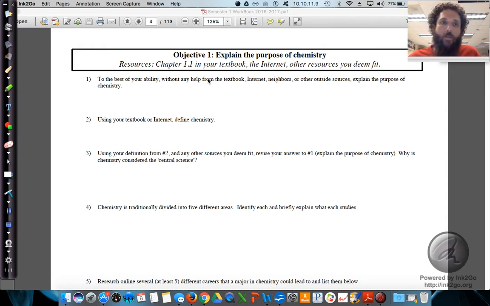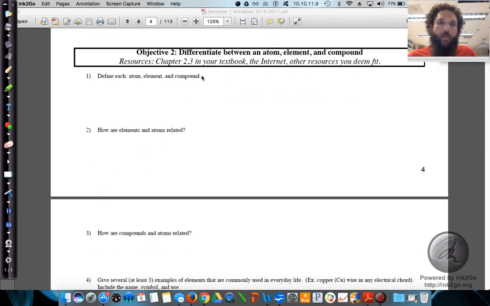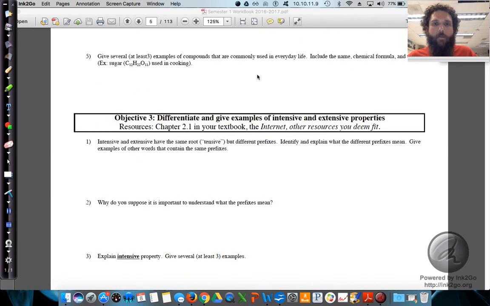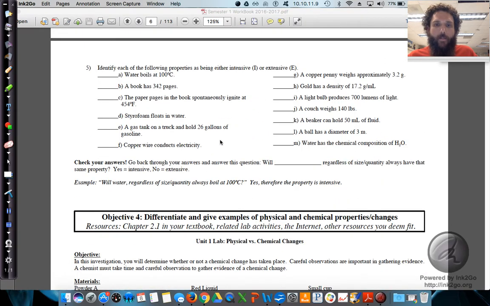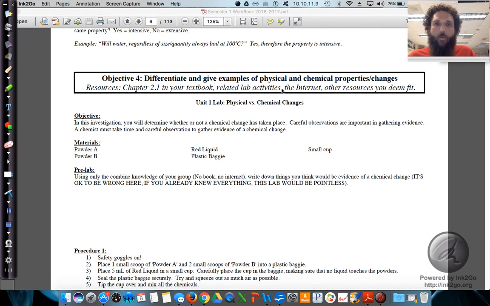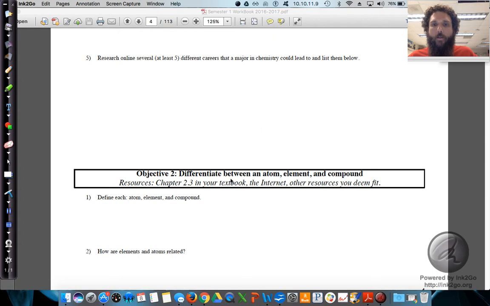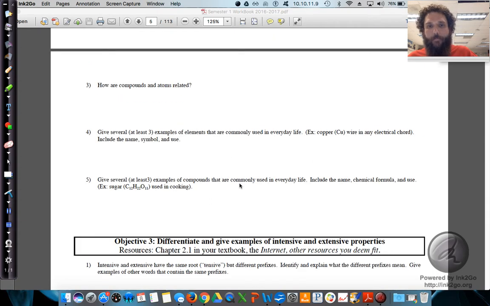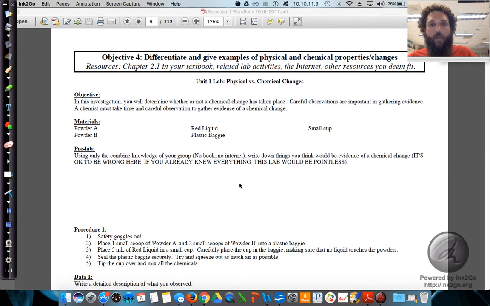But before we do that, just a couple quick things. Make sure that you're going over the other stuff that we've looked at this chapter as well. We've gone over Objective 1, the purpose of chemistry. Objective 2, the differences between atoms, elements, and compounds. Intensive and extensive properties, and the practice here. And then we get to the physical and chemical properties. Now, we already did this work on Wednesday, so I'm not going to go over this again. What I do want to focus on is the physical and chemical changes.